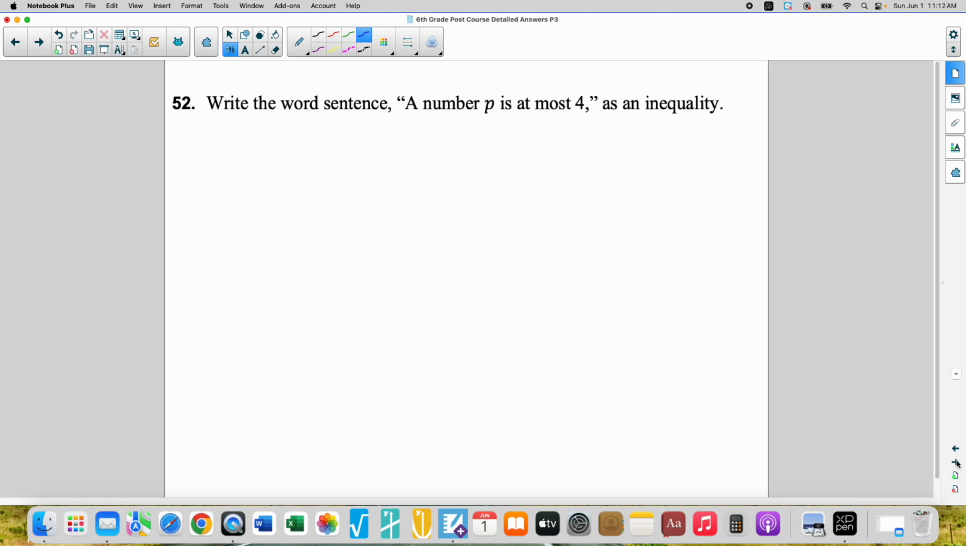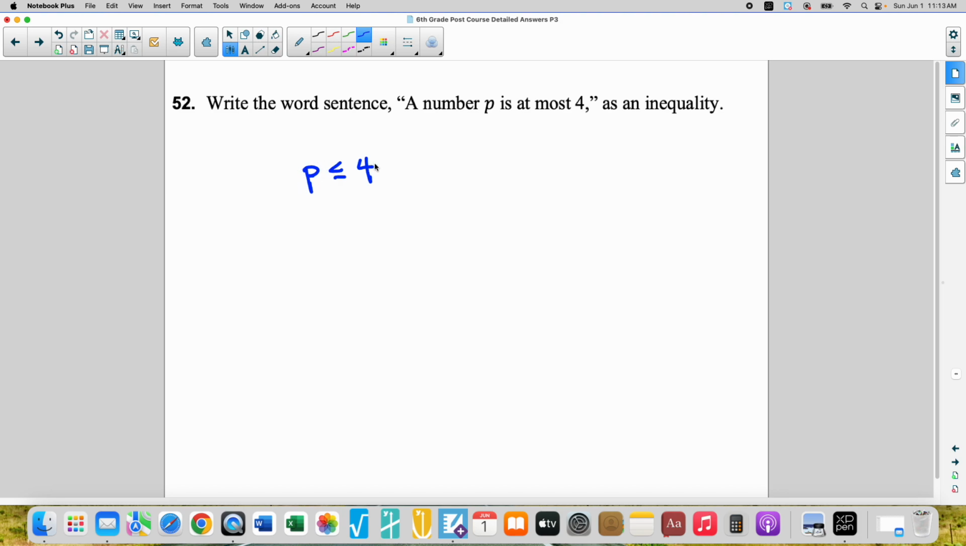Write the word sentence, a number P is at most 4, as an inequality. So a number P is at most. It's no more. It can't be bigger than, so it has to be less than or equal to 4 at most. So if I plugged in 4, it would be equal to it. So that would be a true statement.